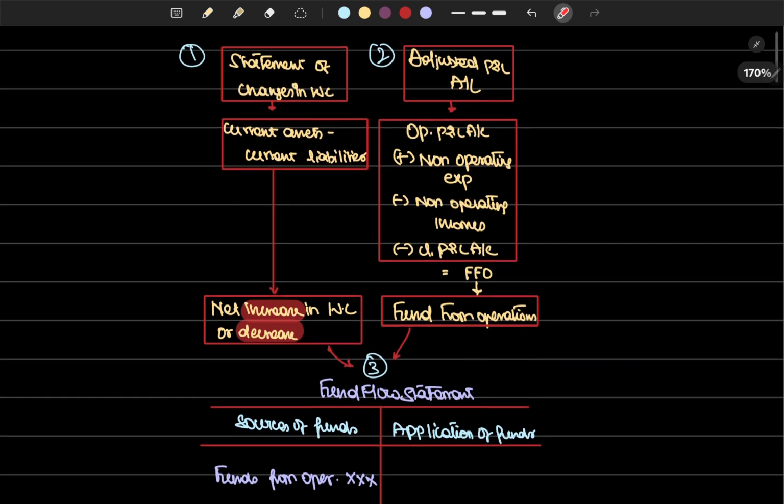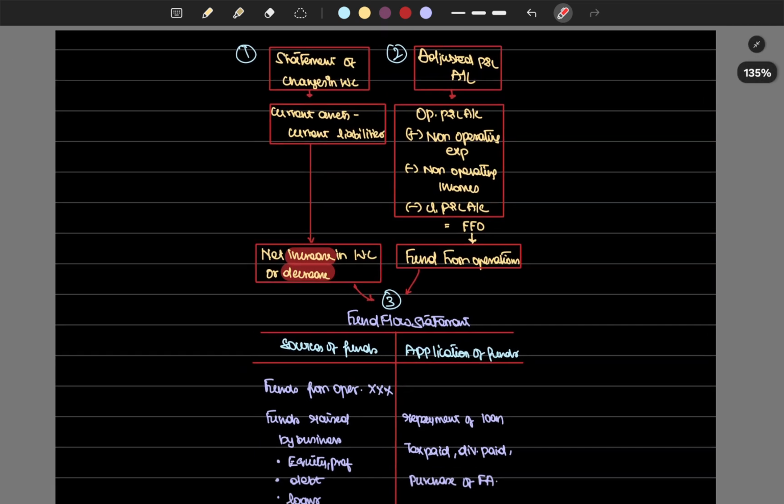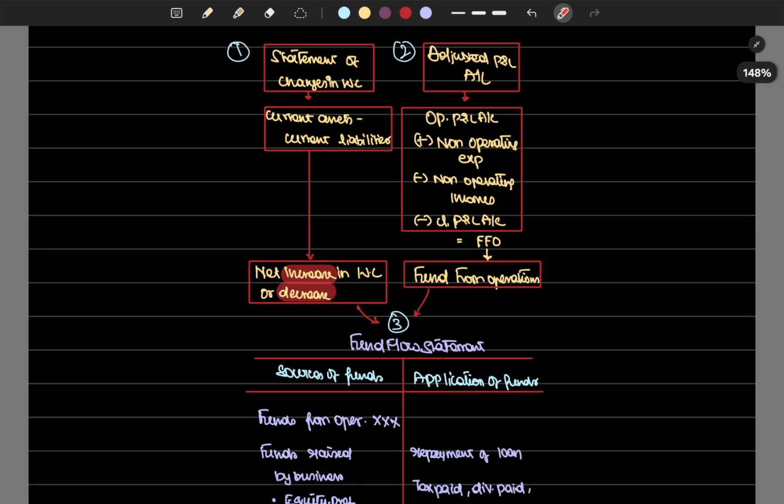What does the fund flow statement state? What does fund flow actually mean? How does it differ from the cash flow statement? All this we see in this video. To prepare the fund flow statement, what are all the things we require? We require how much we have earned from the operations, and the net increase or decrease in working capital.